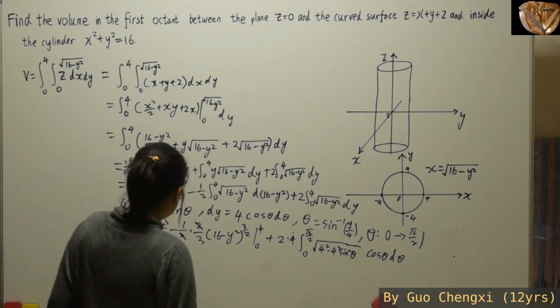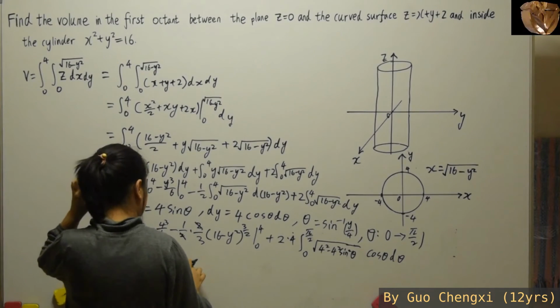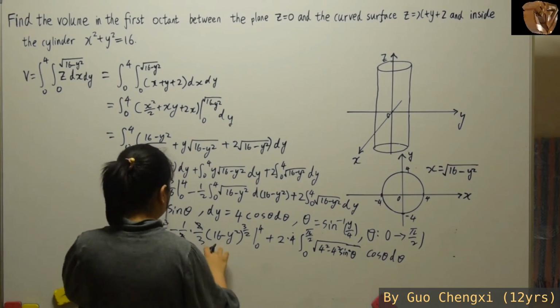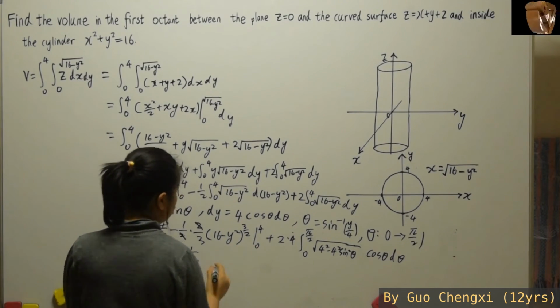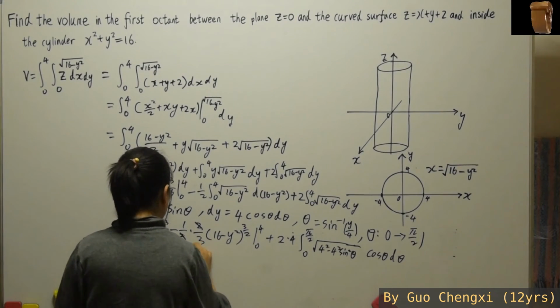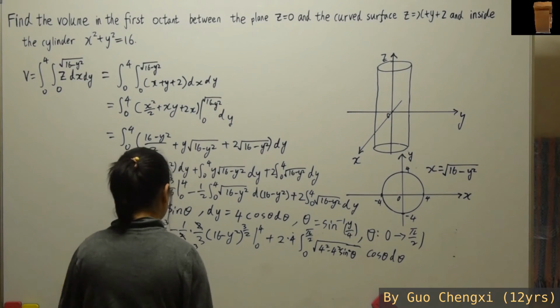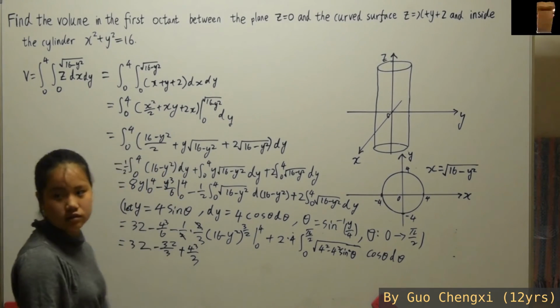Okay, now that we have gotten this part, what we can do now is, so over here, when you sub in 4, and when you sub in 0, 16, so minus 1 over 3. So 16 is basically 4 squared, so when you square it, it's going to be 4. And here we are going to get a 4 to the power of 3. Okay. And here it's going to be a plus.